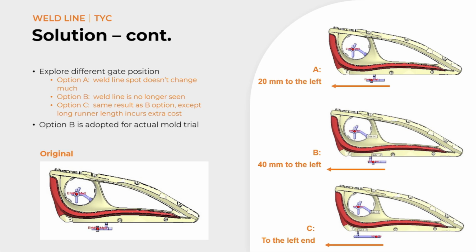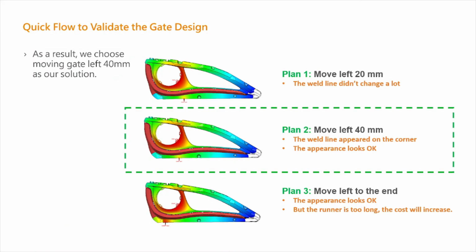We tried 20 millimeters, 40 millimeters, and then we tried sliding it much, much further to see what the impact is on the melt front progression. Here we can see that with plan A, moving 20 millimeters, the weld line is way too severe still. Moving 40 millimeters, we see that the melt front progression from the top side gets to the weld line location at the same time as the melt front from the bottom side.